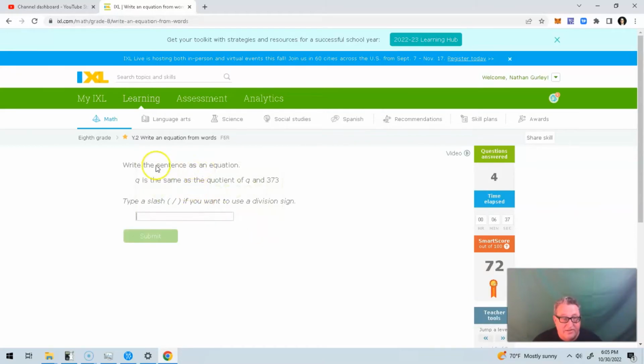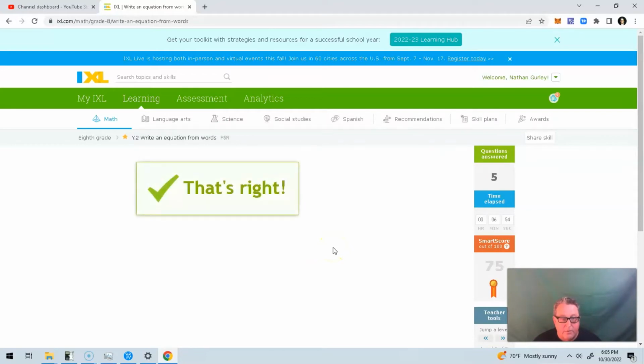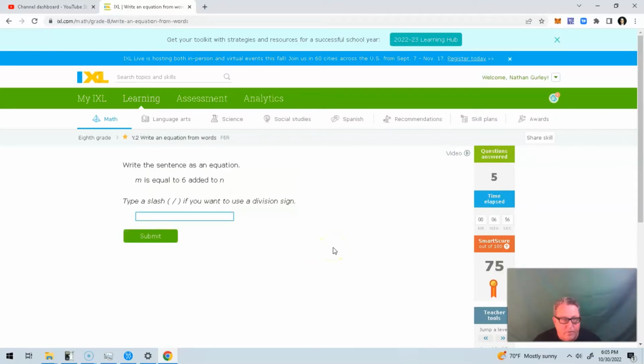Write the sentence as an equation. Q is, I don't know what Q is yet, but I'm going to put Q is. Q is the same as the quotient of Q. Same problem we just hit. Q and slash Q divided by 373. The quotient is Q.